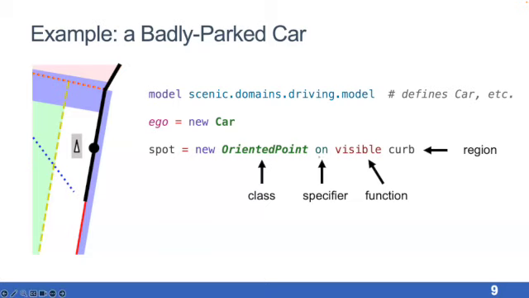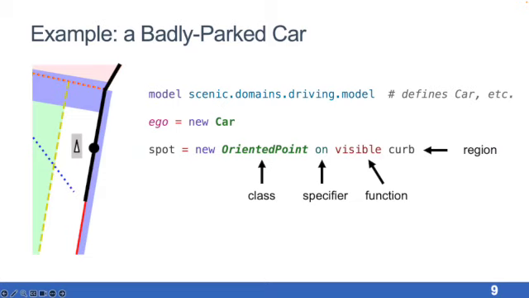In particular, this on specifier says, take this region, the visible curb, and pick a uniformly random point in that, and then place the car on top of that. Or in this case, place the point on top of that. So the net effect is to give us a uniformly random point among the visible part of the curb.